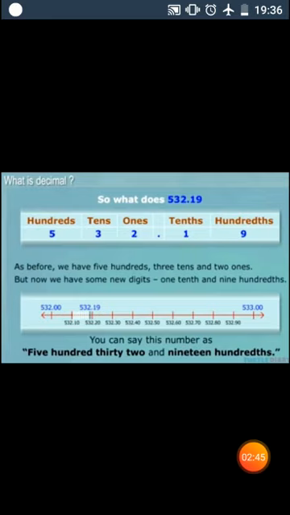You can say this number as 532 and 19 hundreds, or we can say that 532.19. The number 532.19 lies between the two whole numbers 532 and 533.